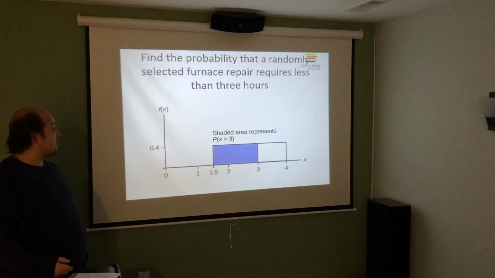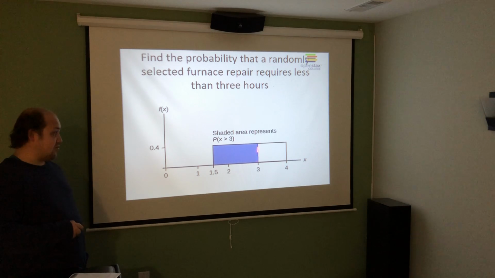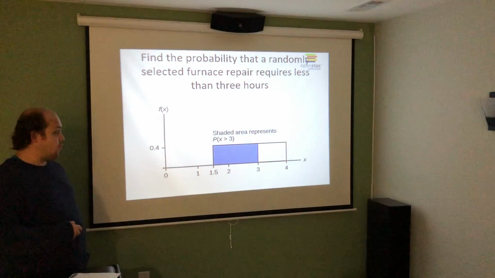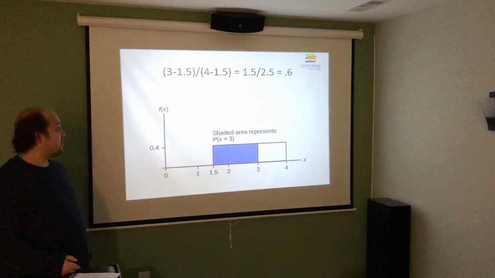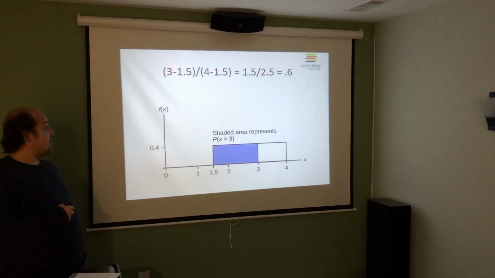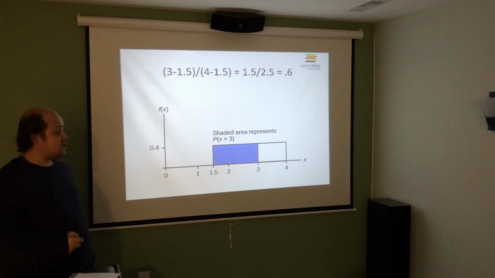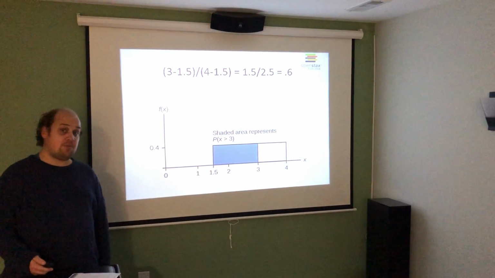If I do it for the less than 3 hours, I draw the line at 3, I shade to the left up to the start of the box. So my shaded area is 3 minus 1.5. The whole box is 4 minus 1.5. When I do that out, on top I get 1.5, on bottom I get 2.5, and that division gives me 0.6 or a 60% chance.